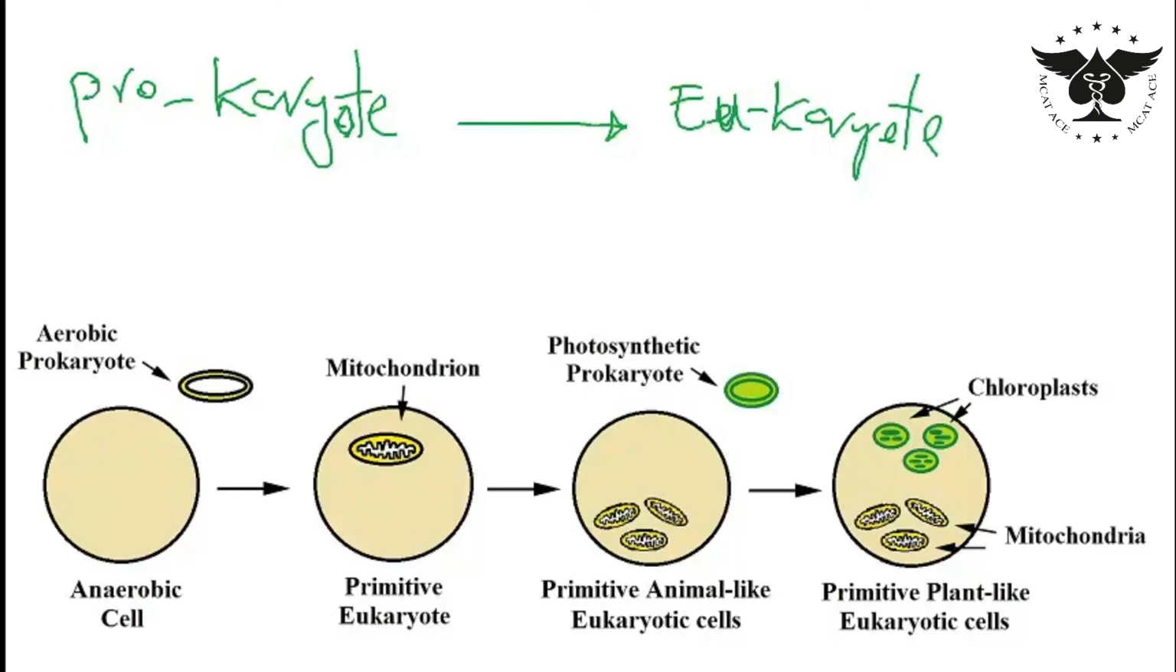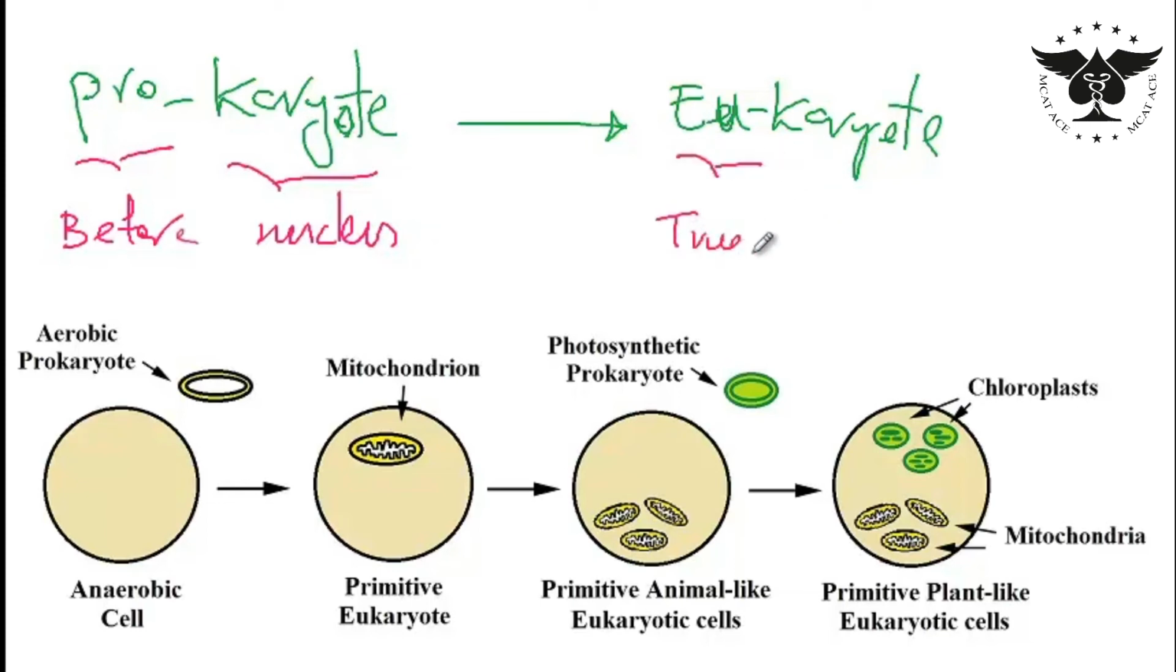What prokaryote basically means is that pro means before and karyote means nucleus. So it's before a nucleus has developed. In other words, prokaryotes don't have a nucleus, versus eukaryotic cells, which do have a nucleus, and the meaning of eukaryote is true nucleus.